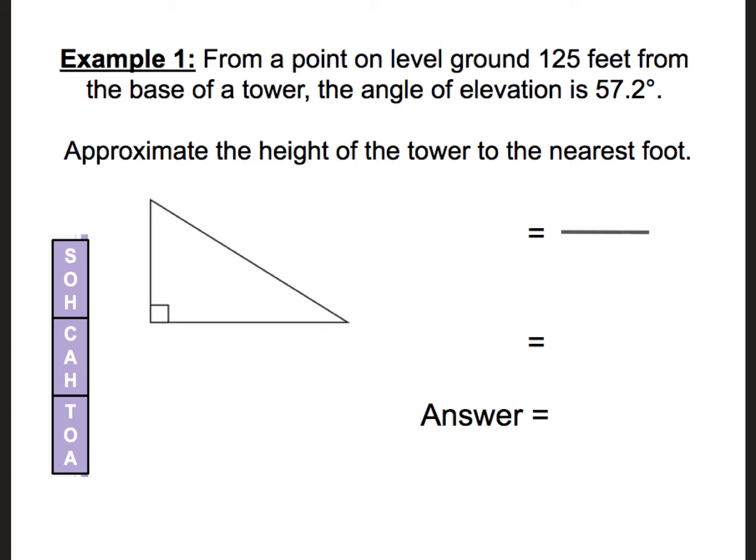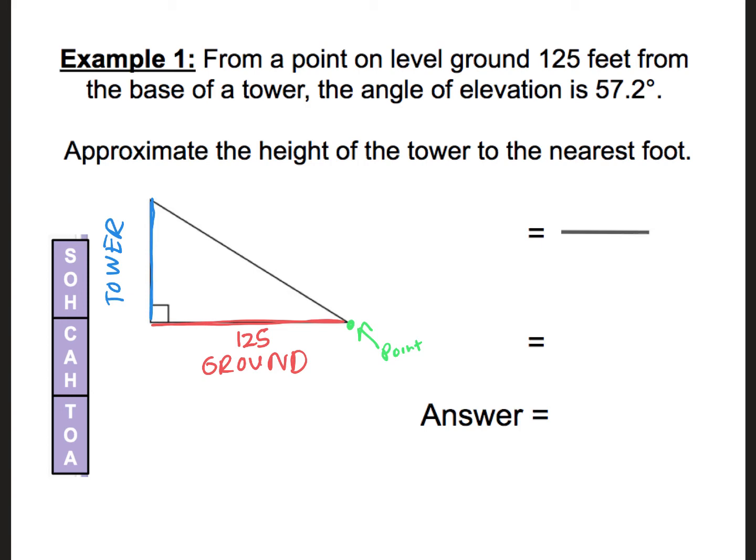So we need to figure out what information we have. The first thing I know is that we have a point on level ground. This right here is going to be the ground. And we have a point that is 125 feet away from the base of a tower. So I know this is going to have to be the tower. And right here is that point that we're talking about. So it says the point is on level ground 125 feet from the base of the tower. So this red line is 125.